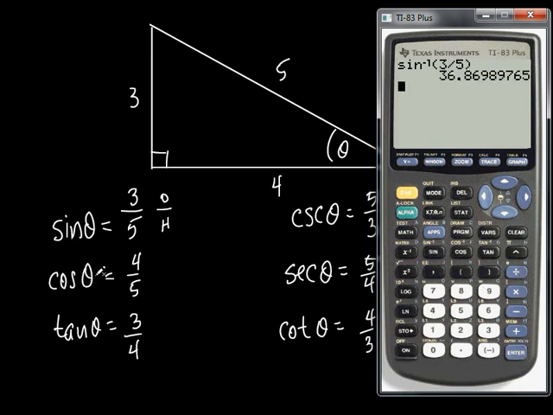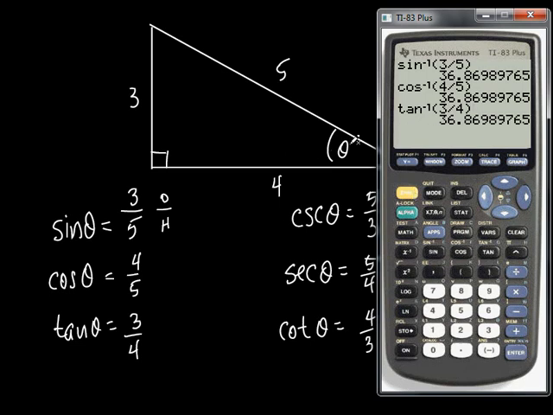Let's find what theta is using the cosine. So what would you do? Second function cosine of 4 over 5, correct? Look at that. Same exact number. Doesn't matter which one you use. Let's do the tangent. So second function tangent of 3 over 4.